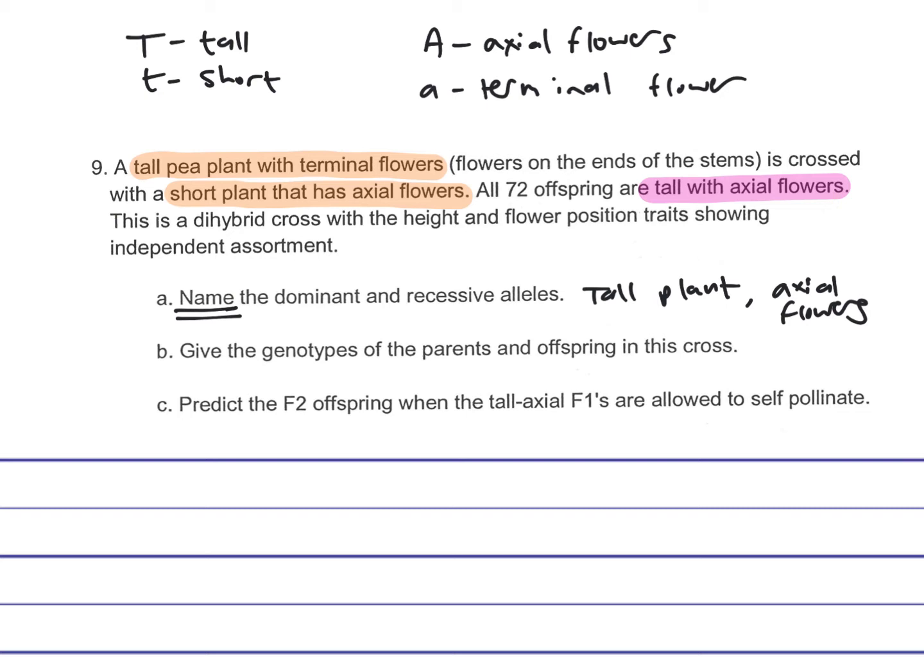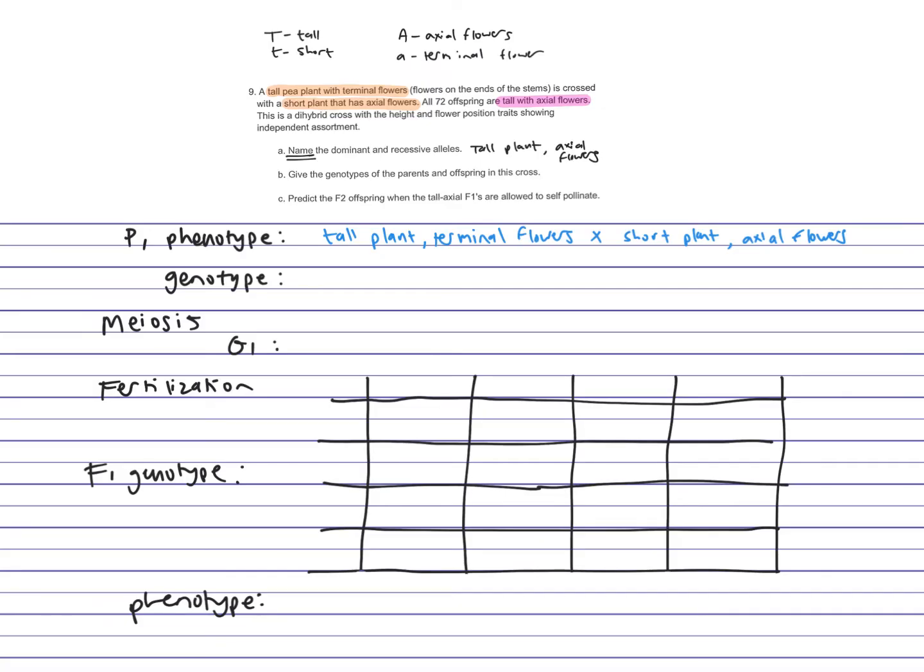So let's set up our genetic cross in the same way that we always do. We just leave a little bit more space for the Punnett square. So the question gets quite tough here, where you see I've taken the phenotype straight from the question. Tall plant with terminal flowers crossed with a short plant with axial flowers. Always put your multiplication sign there. Now, we need to determine the genotype, but we know that all the offspring are tall with axial flowers. So that means this tall plant is going to have a big T, but because it's got terminal flowers, which is this recessive characteristic, it's going to have two small a's. This other plant is a short plant, so it's going to have two small t's, and it has axial flowers, so it's going to have at least one A.